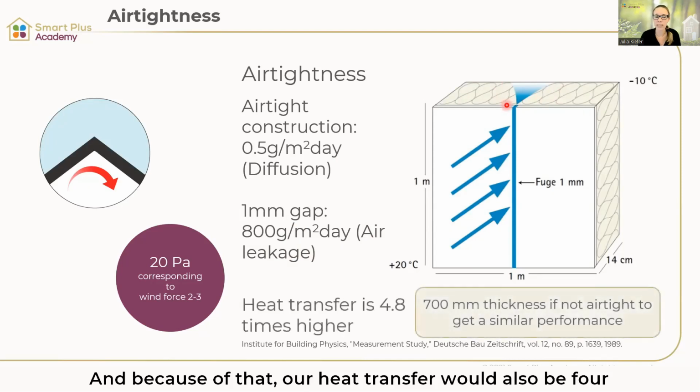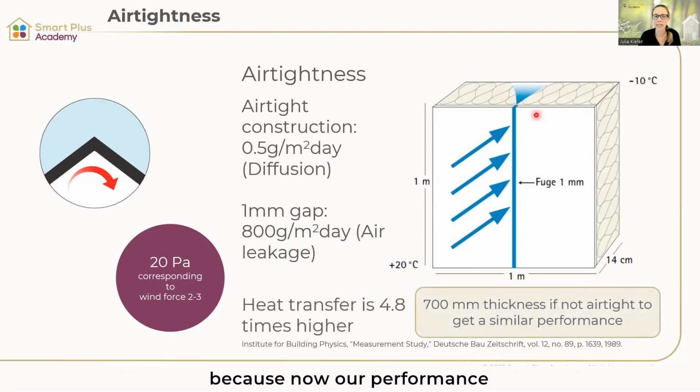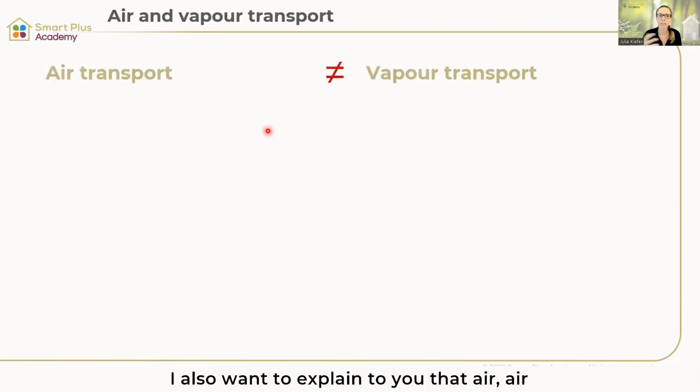Because of that, our heat transfer would also be 4.8 times higher, because now the performance of our thermal insulation is compromised, yeah? If our thermal insulation is moist or wet, it can't perform properly anymore. So this is the reason why we need to look after our airtightness first, and then after our vapor control.